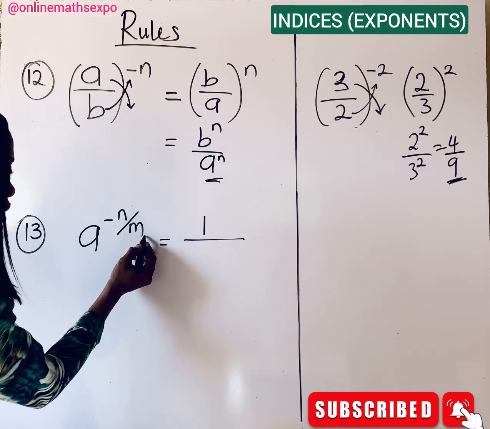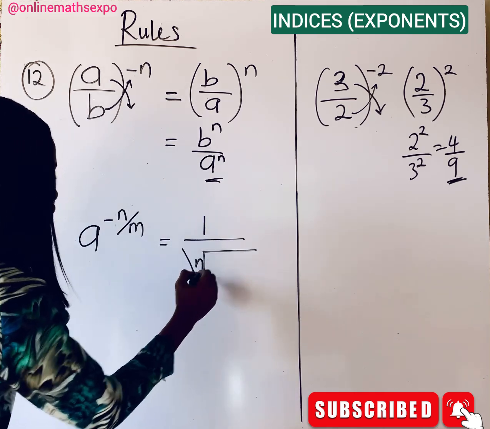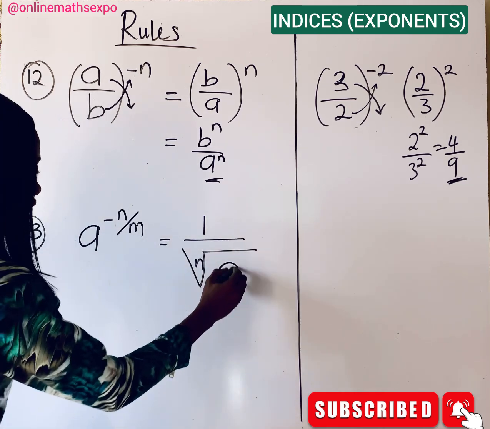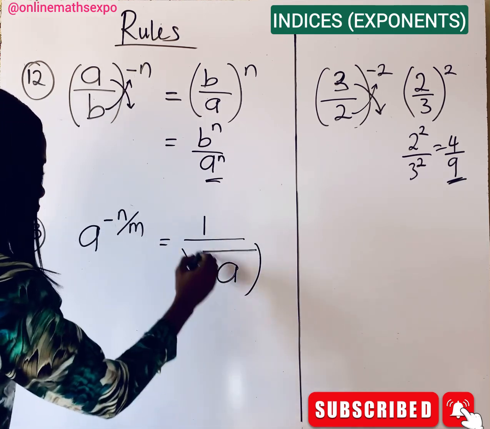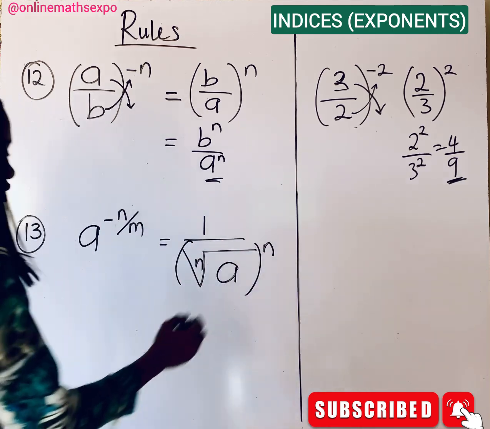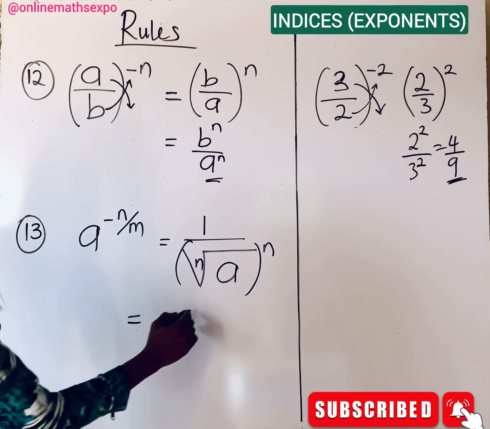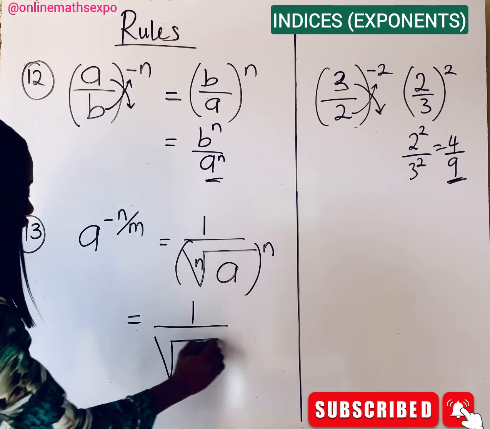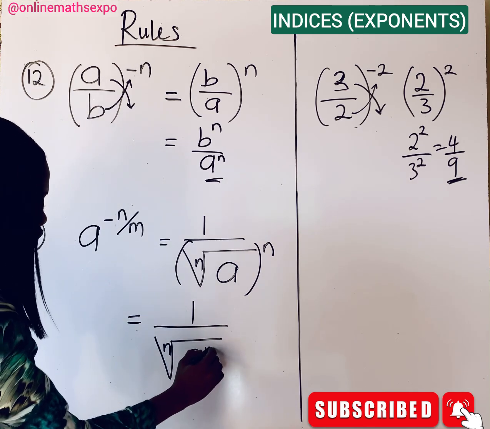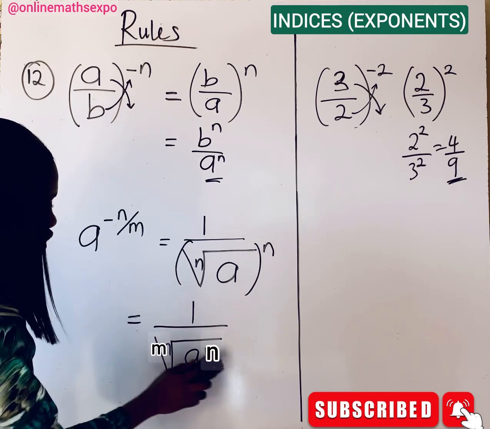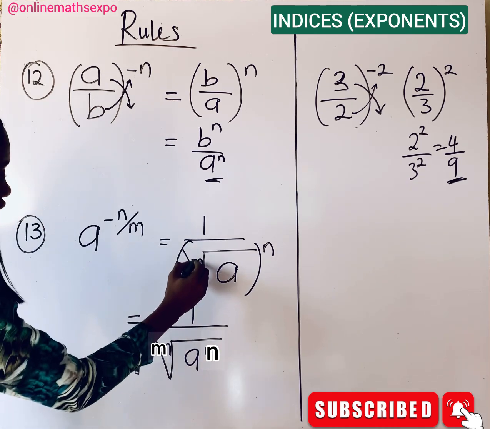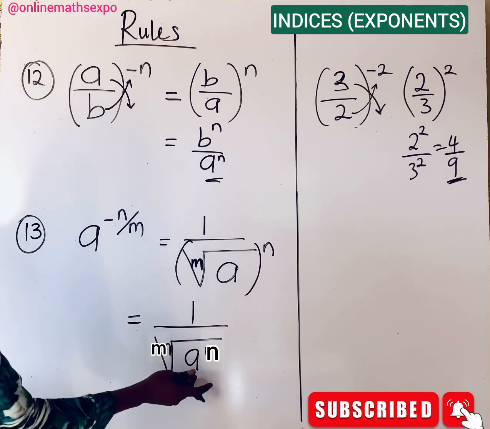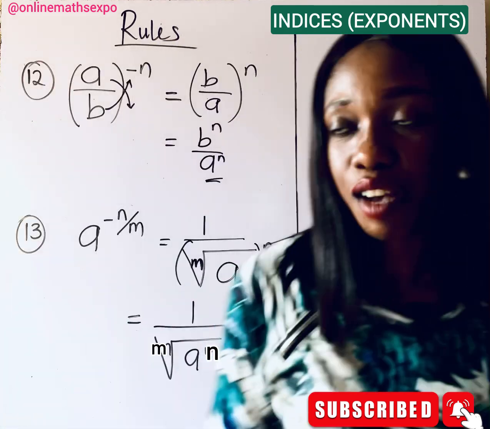Then this denominator forms the root. This will be inside, and then you raise it to the power of this numerator n. Remember, this can also be written as 1 over the nth root of a raised to the power of n. Sorry, what we have here is m. This and this are the same. So let's take an example on that.